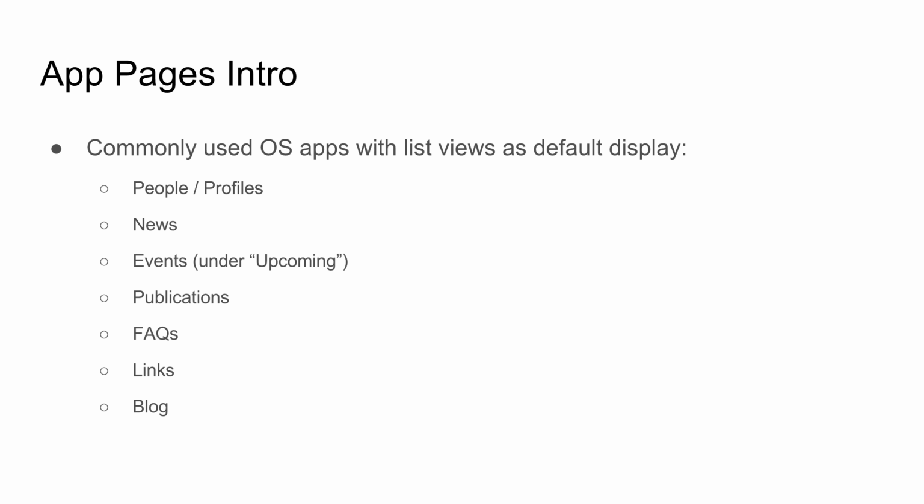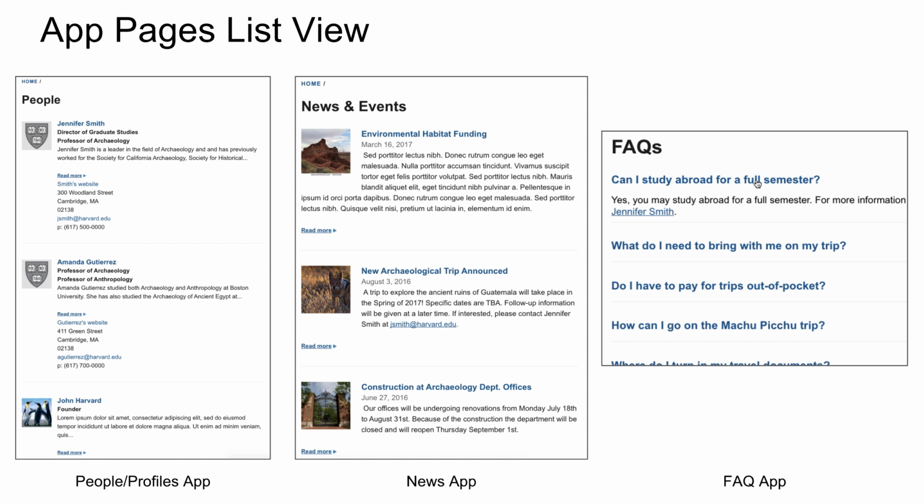So app pages, these are some of the commonly used apps that display their posts or app-based content in a vertical format. They all have certain variations on the display, but they're all in a vertical format with mostly the teaser view as a default. Except for events, the list view for that is under upcoming, whereas the default for that is actually a calendar view. Many of you are probably already familiar with these default app pages as well.